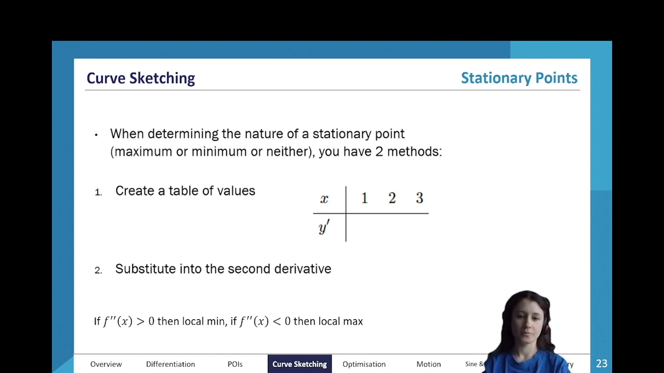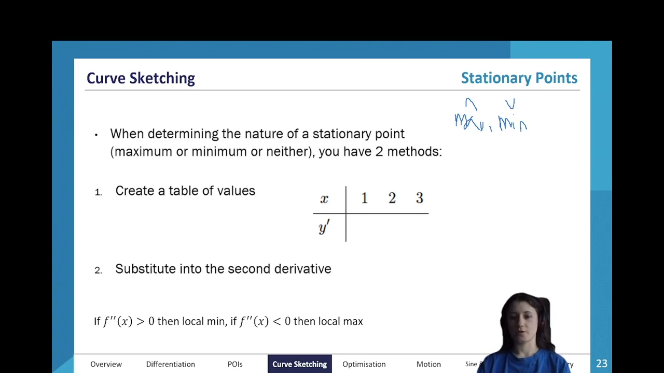If you have been asked to sketch a curve and you need to find the stationary points on the curve, which you always will need to do, you'll need to find where there are any stationary points on the curve so you can sketch those. There's two methods for determining what the nature of that stationary point is. And by nature, I mean whether it's a local maximum or a local minimum.